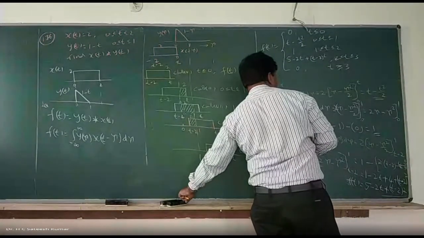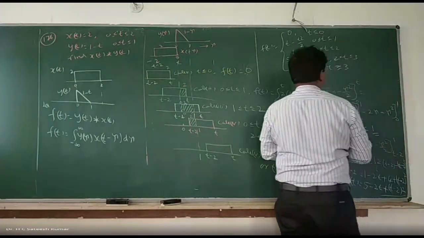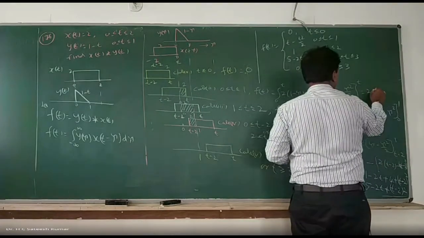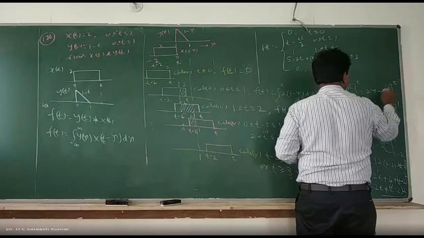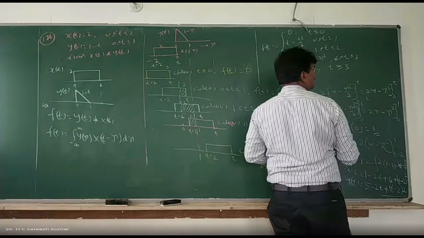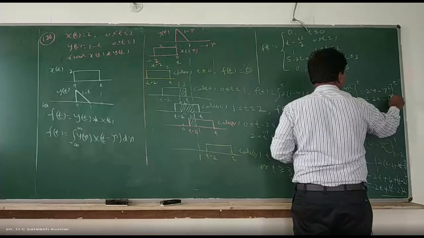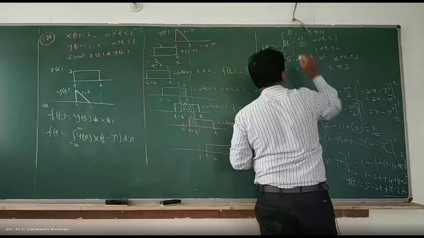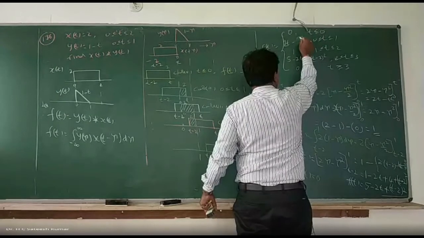It's not matching. So 2 into tau, 1 minus tau, multiply this out. What will you get? 2 tau minus tau square between the limits 0 to t. Its value is equal to 2t minus t square. 2t minus t square, you should get it. Now you verify it. 2t minus t square is the answer.